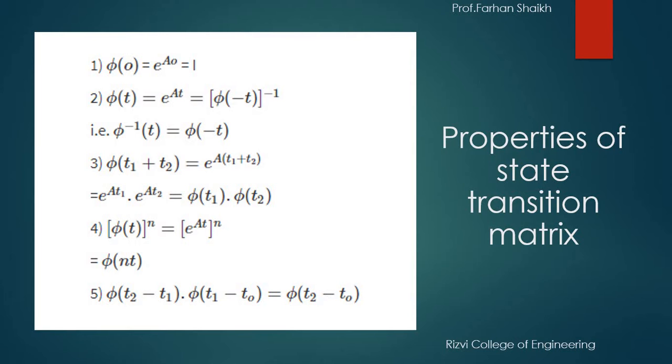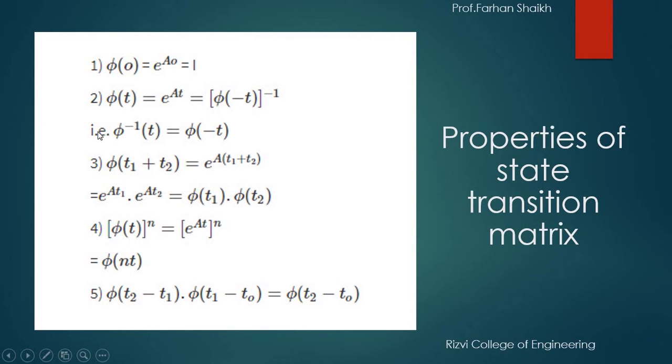So the very first topic is properties of the state transition matrix. As you can see, there are 5 properties, where phi of 0 is equal to 1. That means if we substitute t equal to 0, e raised to a, which is a constant, a into 0, so e raised to 0 is always 1. So that is the first property.